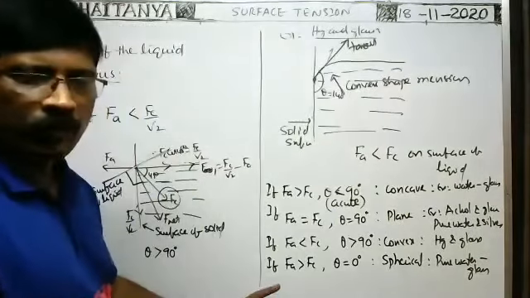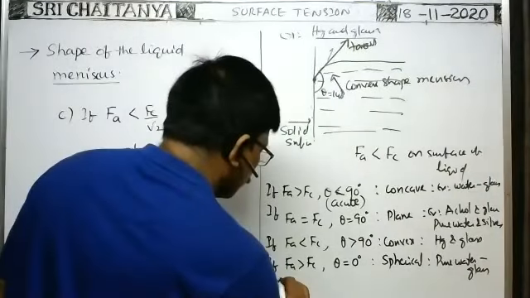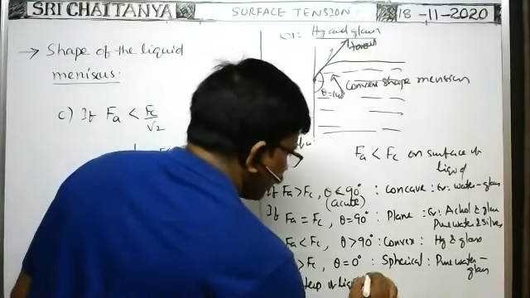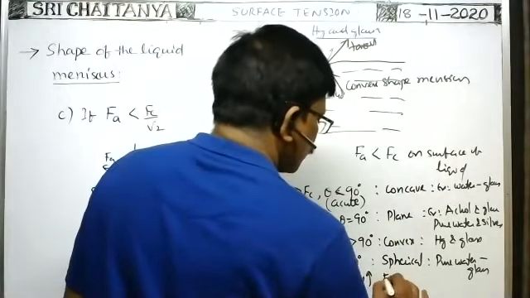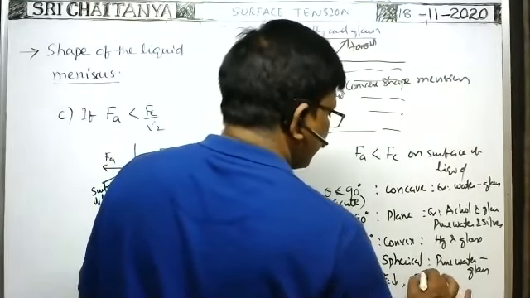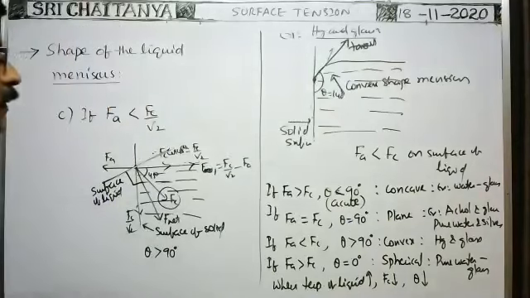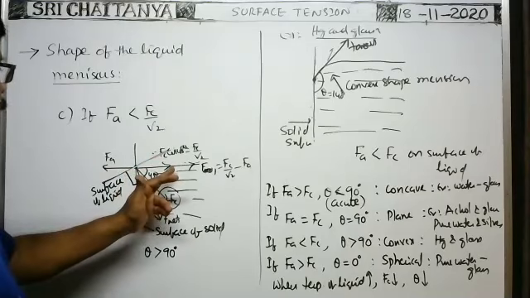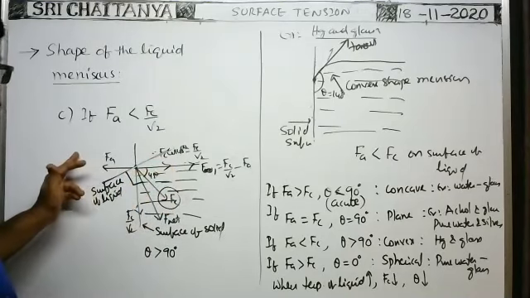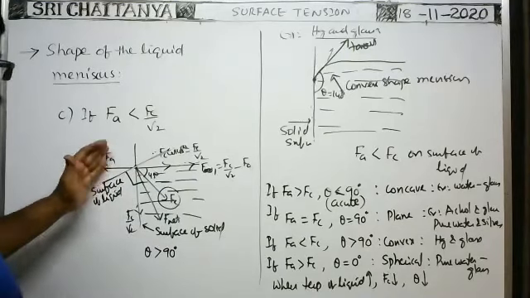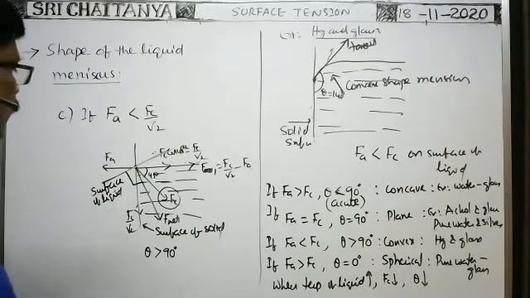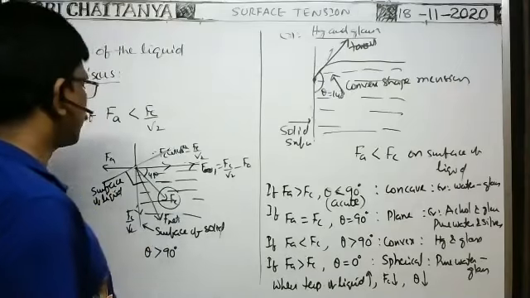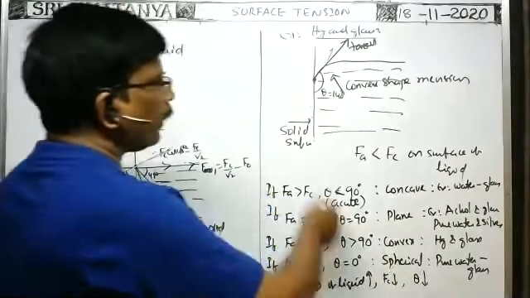Okay. In this, one more point. When the temperature of liquid rises, the cohesive force decreases, and the angle of contact decreases. When the cohesive force decreases, this one increases, so the surface turns a little more. So the angle of contact decreases. Okay. So these are the important points here.